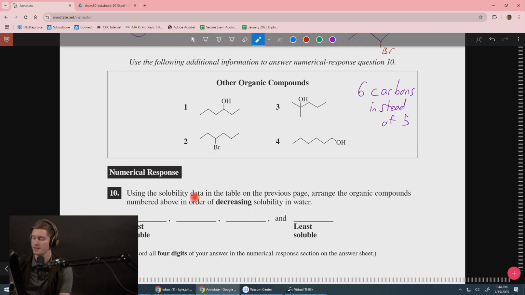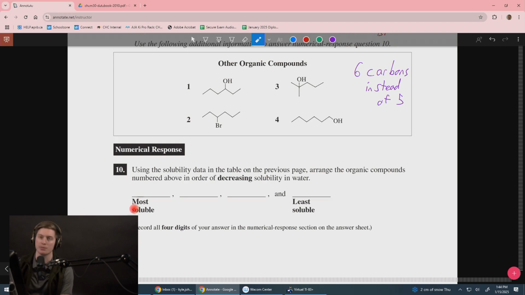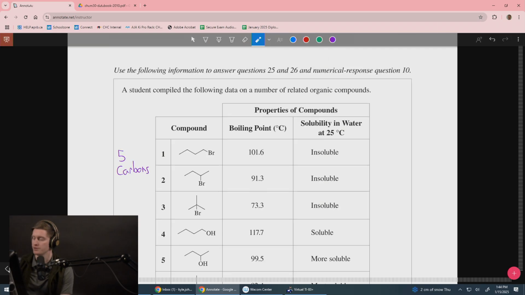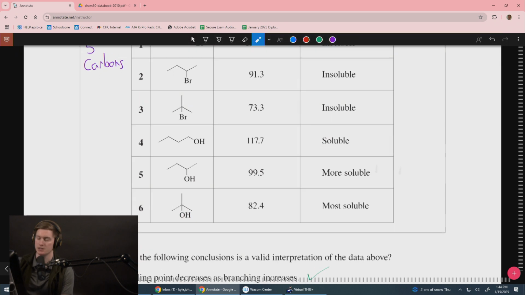Using the solubility data in the table on the previous page, arrange the compounds numbered above in order of decreasing solubility in water. And then helpfully they've pointed out that decreasing means that we're starting with the most soluble, going to the least soluble. We'll follow the pattern that's on this page. The most soluble is the alcohol that has the most branches.